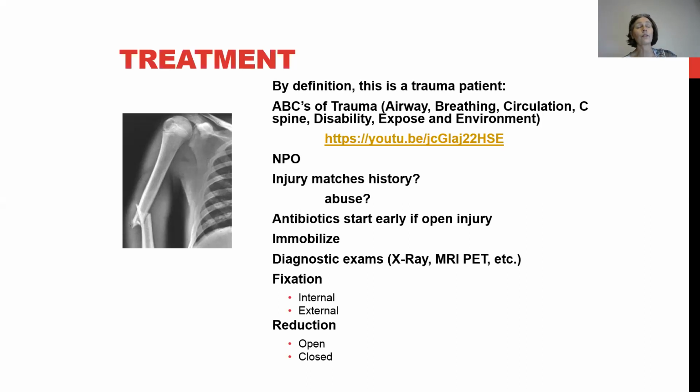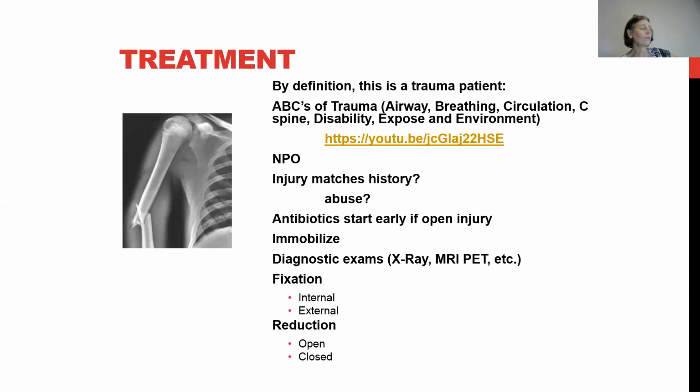Also, the next C is C-spine, because with this patient being a traumatic patient, it could be that there was neck and head injury and we want to stabilize the C-spine. The next thing we're going to do is look for disability. And again, that's where a fracture often shows up. Your patient's leg is at a weird place, the bone is sticking out, hand, leg, ankle, whatever. So we're looking for obvious signs of disability.